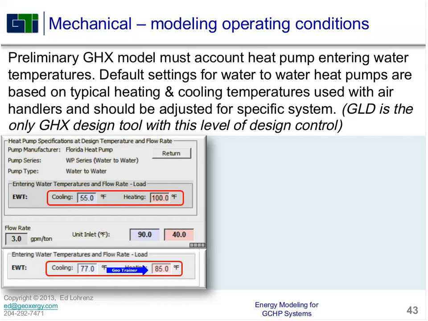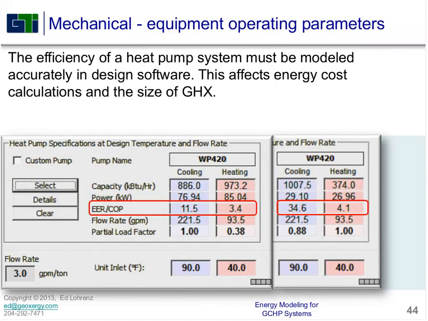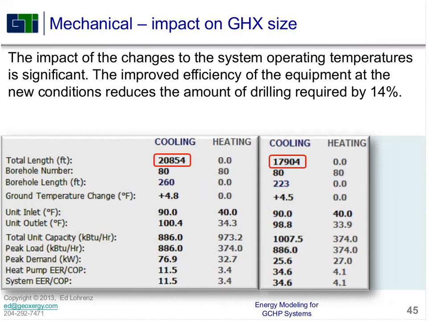Here we're supplying 110. What that does is change the efficiency of the equipment, changes the capacity of the equipment, and more importantly, it changes how much pipe you need to put in the dirt. We're looking at knocking off about 14% of the cost of the ground loop by changing the distribution system.